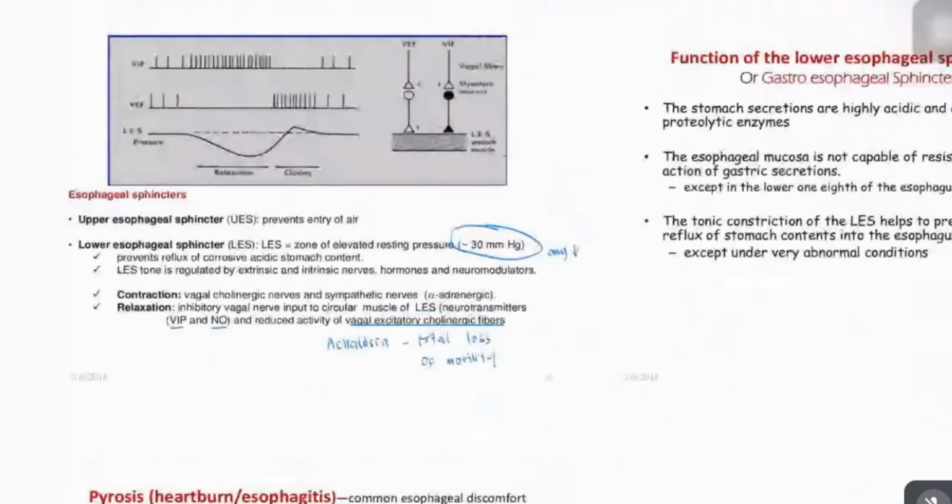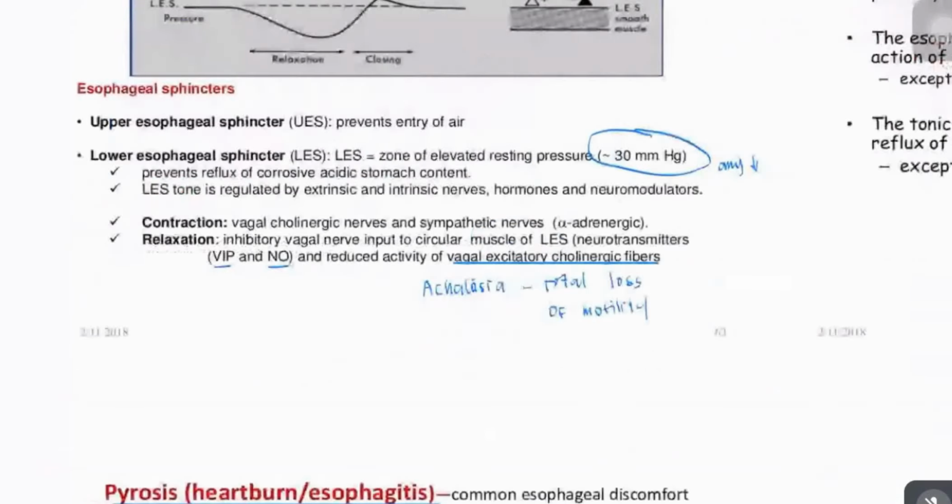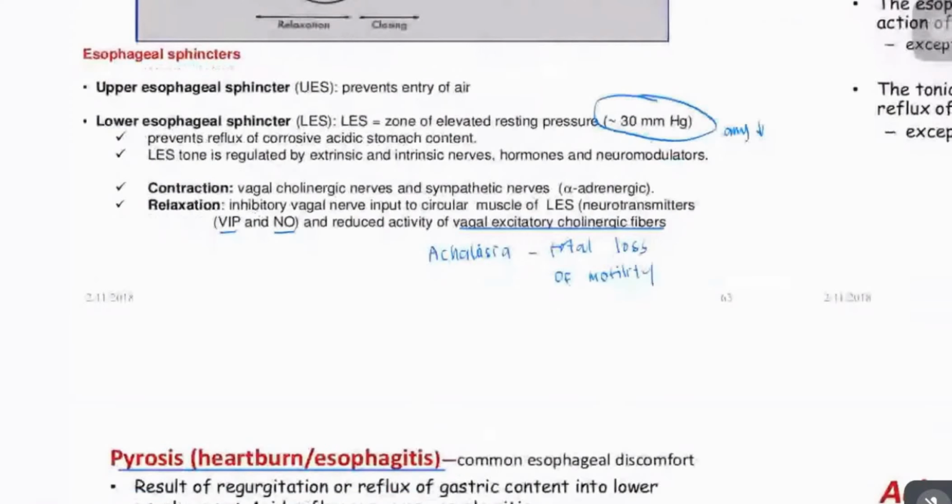Your esophageal sphincter, your upper esophageal sphincter, is preventing the entry of air. Okay, and lower esophageal sphincter, it's the zone of elevated resting pressure, 30 mmHg. Okay, it prevents reflux of corrosive acid stomach content, and your LES tone is regulated by your extrinsic and intrinsic nerves, hormones, and neuromodulators.